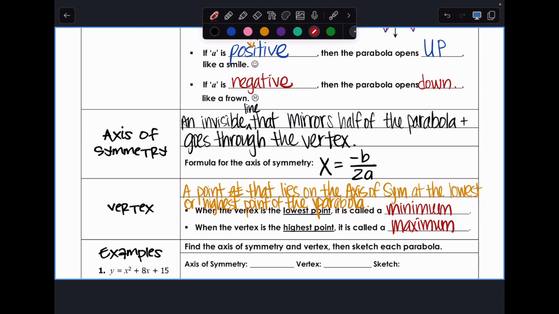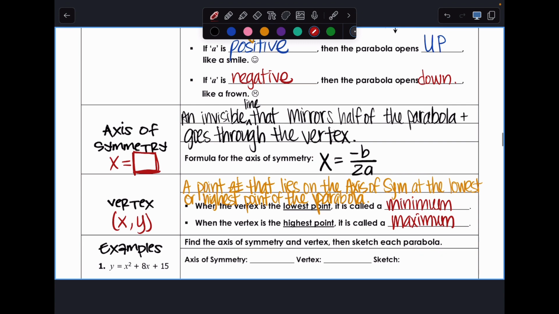Questions so far? Vertex should always be in x, y form. Axis of symmetry should always be x equals something, a value. Okay? Okay, here we go.